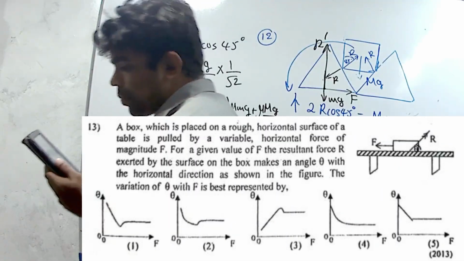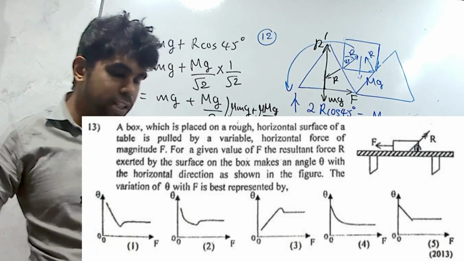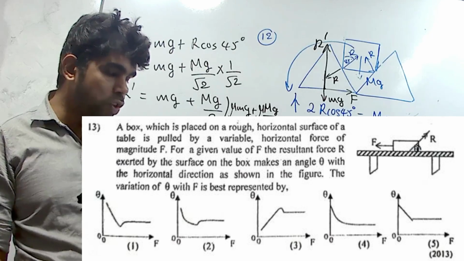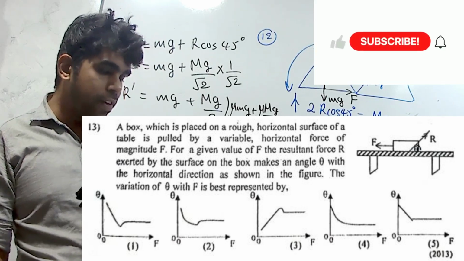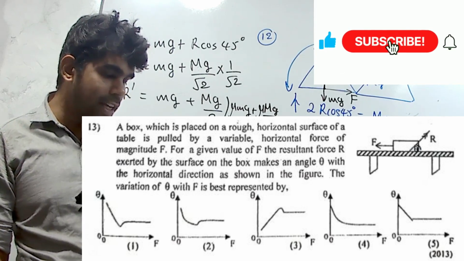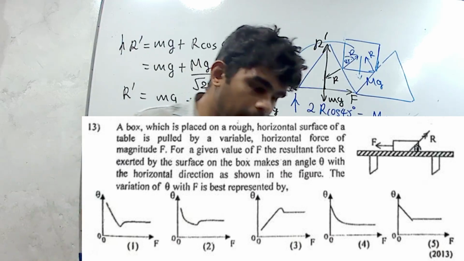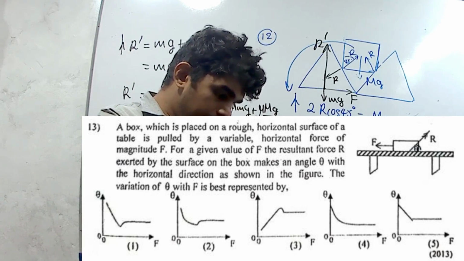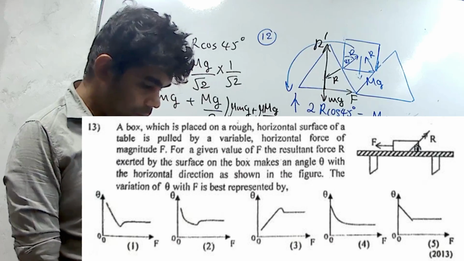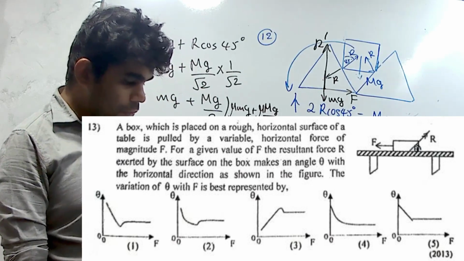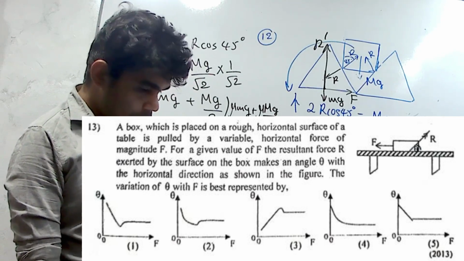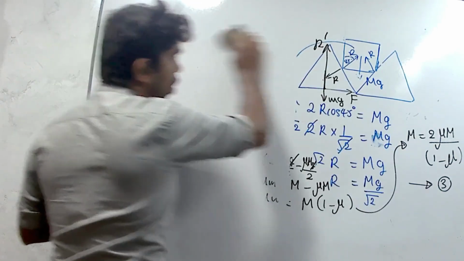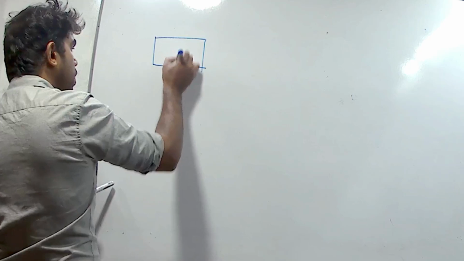Question number 13. A box is placed on a rough horizontal surface of a table and is pulled by a variable horizontal force of magnitude F. For a given value of F, the resultant force R exerted by the surface on the box makes an angle theta with the horizontal direction as shown in the figure. The variation of theta with F is best represented by. We have to consider all forces on the box. Weight mg.